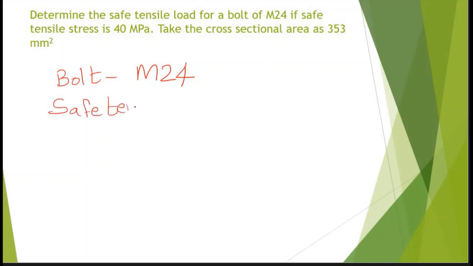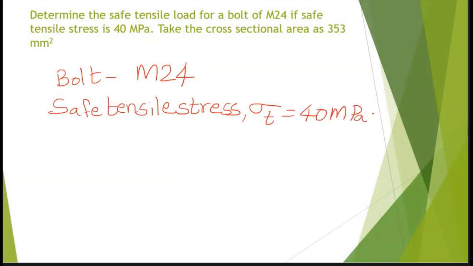Safe tensile stress sigma T is equal to 40 megapascal. Okay, what is the safe tensile stress? Under operating condition, the maximum stress that can be induced in the bolt is 40 megapascal. So we have to apply a load in such a way that the stress should not increase beyond 40 megapascal. The cross-sectional area is also given.